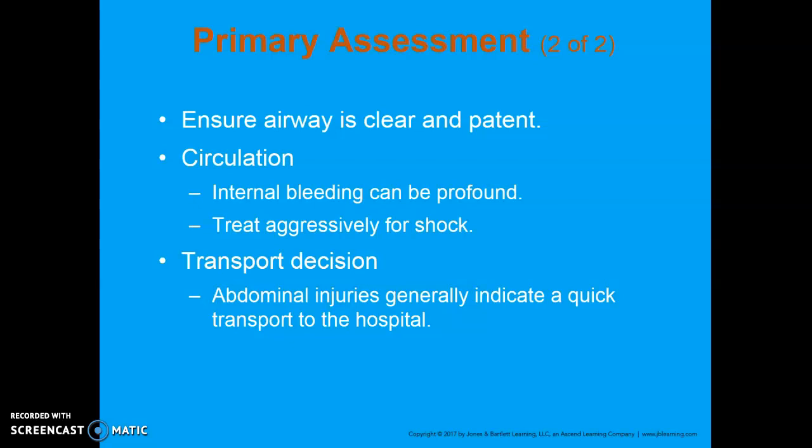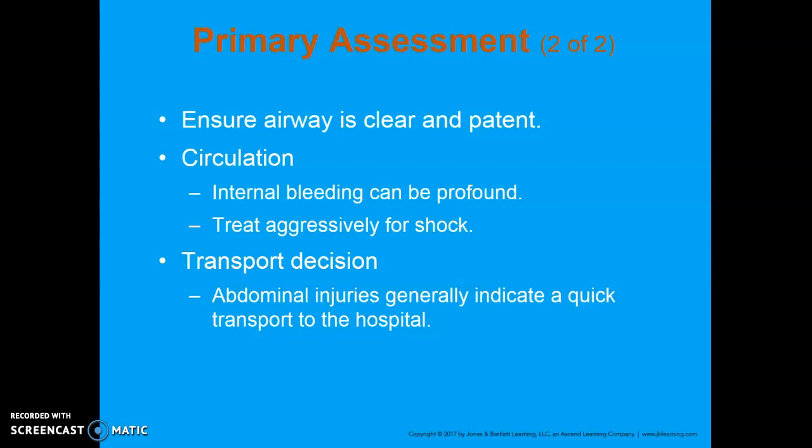For circulation, those superficial abdominal injuries usually aren't going to produce any sort of external bleeding that's significant. Your internal bleeding is going to be what we need to worry about more so. And so treat aggressively for shock. If your patient is pale, cool, clammy, that's a massive indicator that things are not good, especially if you can't find any external bleeding that's leading to that. They're bleeding inside for sure.